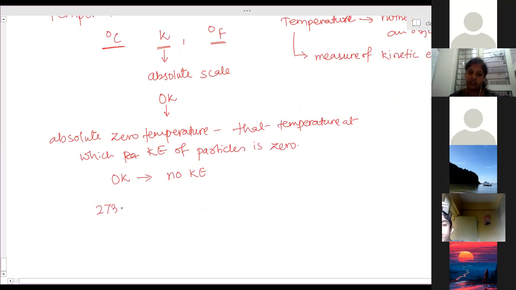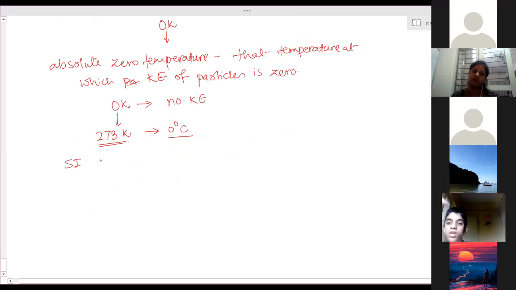So 273 Kelvin means 0 degrees Celsius. When the temperature increases from 0 to 273 on the Kelvin scale, then on the Celsius scale it is 0 degrees Celsius. Clear? The SI unit of temperature is Kelvin, and you don't say degree Kelvin, it is written only as K.